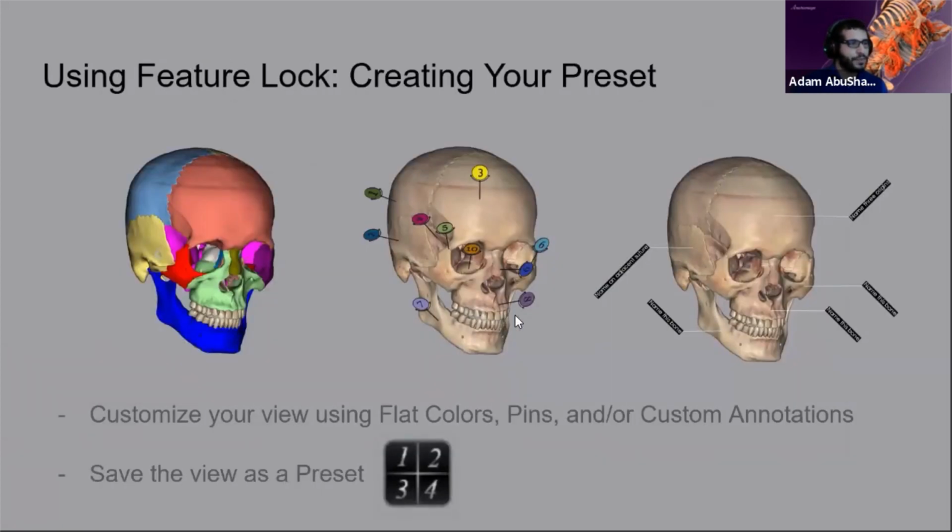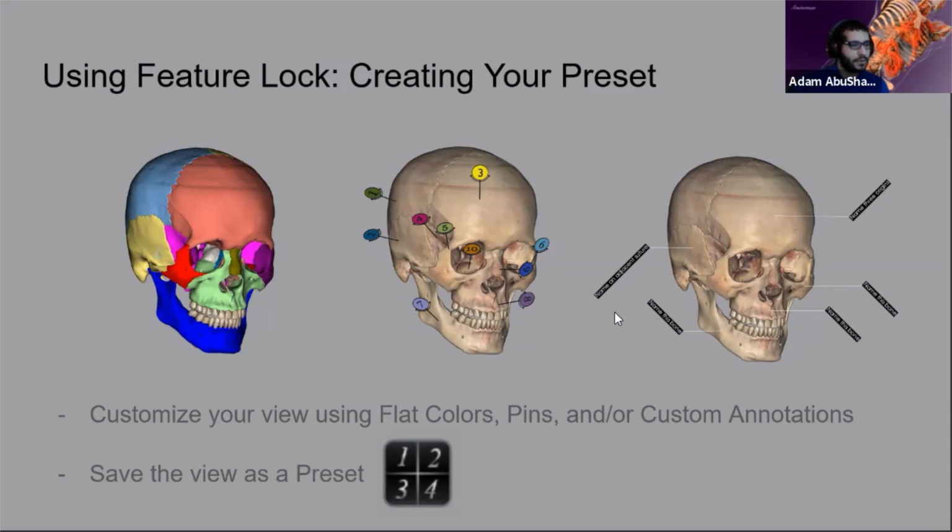And to use feature lock, you're going to be creating your presets first. So a preset can be anything that you are able to customize and design on the table. And that could include using flat colors to color specific parts of the bone, using pins to identify certain structures you'd like students to associate with, the pin numbers there, or having custom annotations as well.